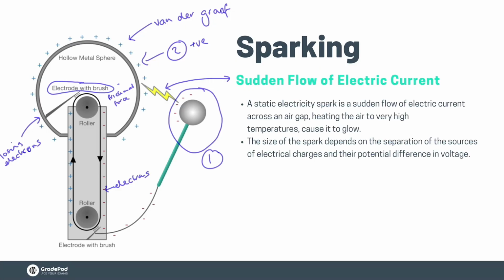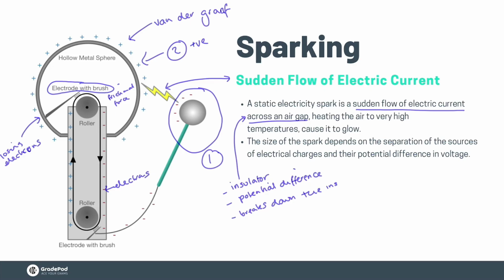And that difference in potential is eventually going to cause a very large and sudden flow of electric current through the air. Now, the air is usually an insulator, which means that the current wouldn't normally flow through it. But because the potential difference is so great, it breaks down the insulating properties of air, and we get a large spark.